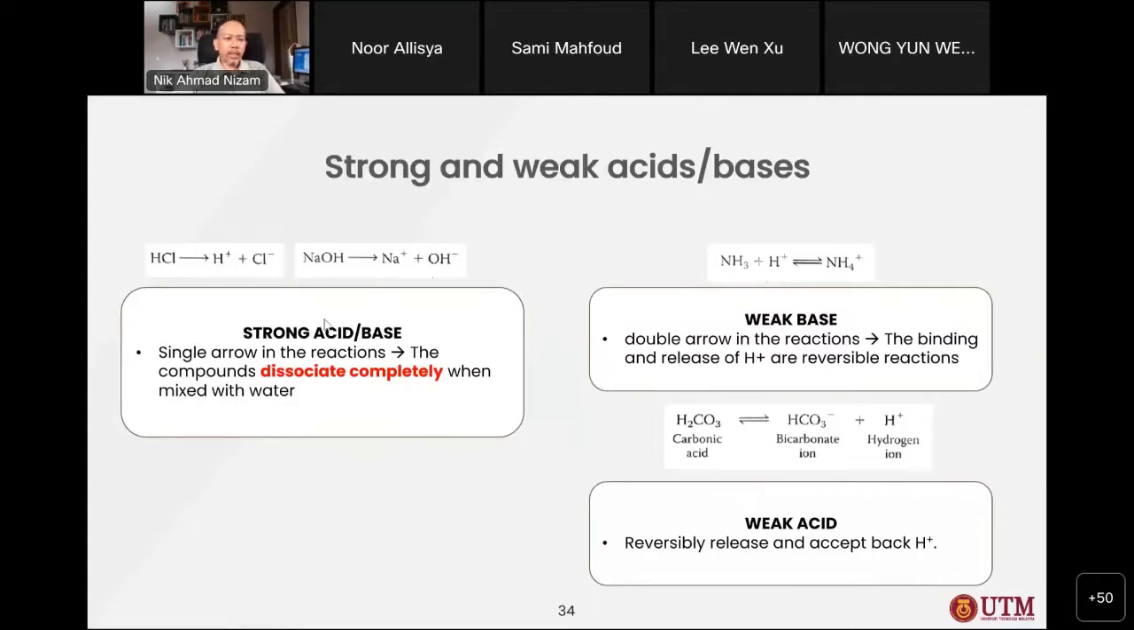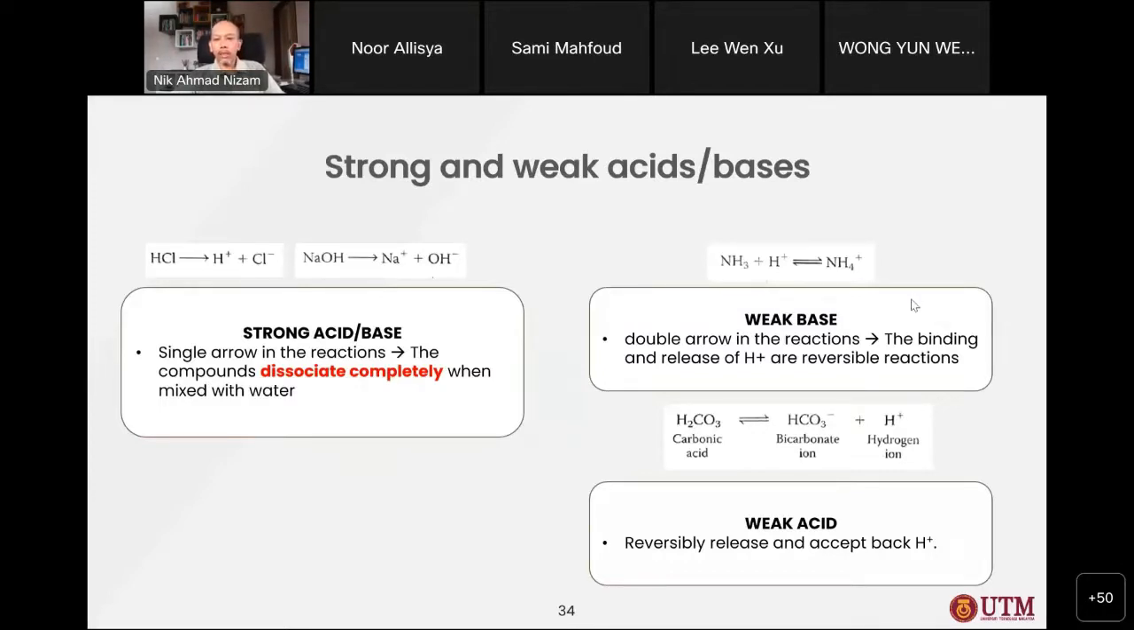For a strong acid, for example HCl, it will dissolve in water forming H+ and Cl-. Sodium hydroxide will dissolve forming Na+ and hydroxide ion. The single arrow in the reaction means that the compound dissociates completely when mixed with water. So Na+ and hydroxide ion will not combine together to become sodium hydroxide again, unless there is energy to combine them.